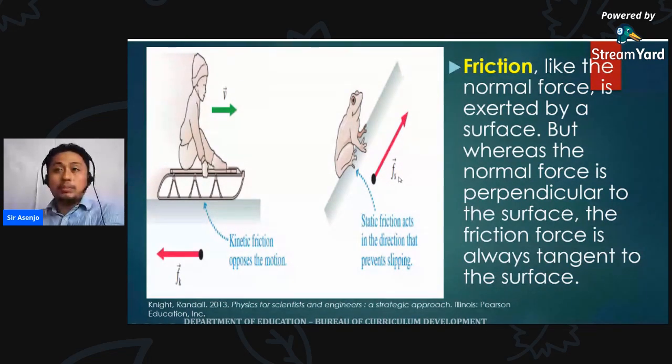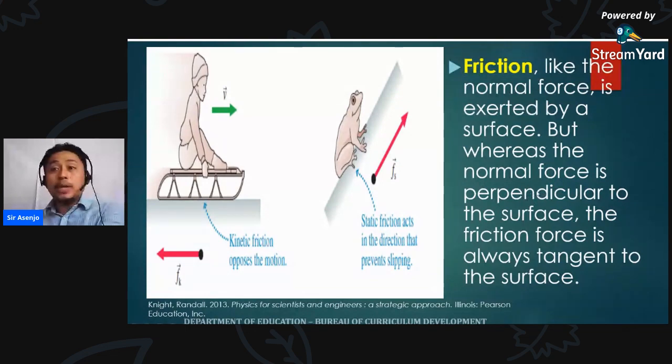Why is it static, sir? Because the frog is actually not moving. So what is the direction? It should be in the direction that prevents slipping. What direction prevents slipping? It should be going up. Going up. So basically, main idea.